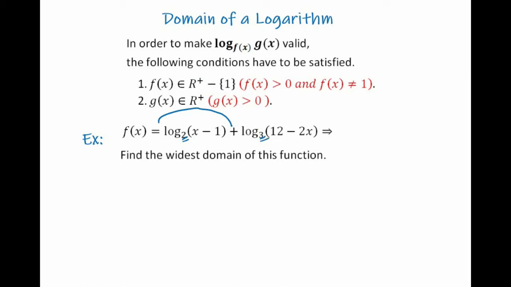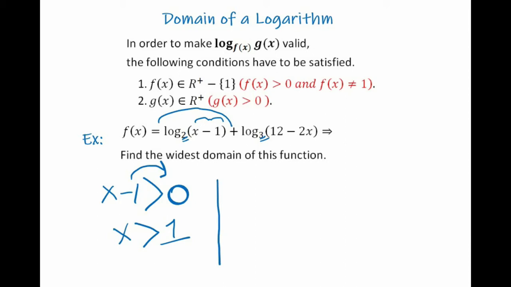And now let's take a look at the numbers. In the first term, we have x minus 1. So x minus 1 has to be greater than 0. And from here, just send this negative 1 to the other side, to make it positive. So from here, we have x is greater than 1. And this is what we got from our first term.